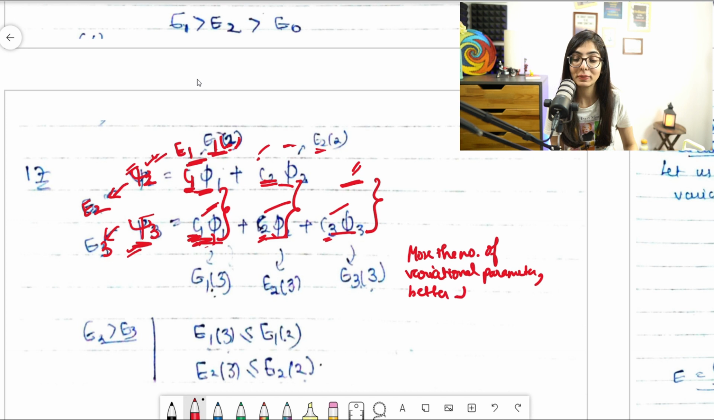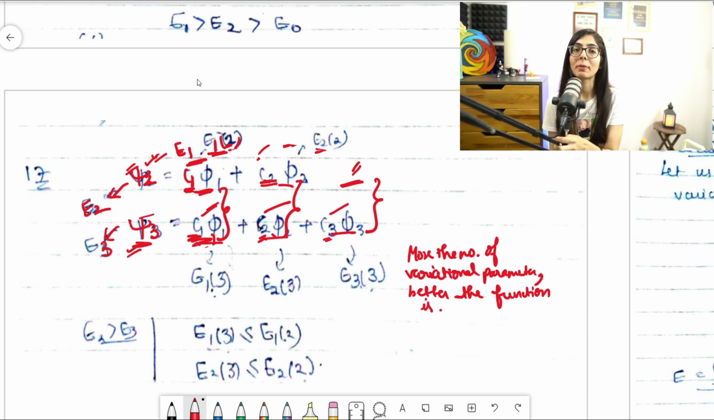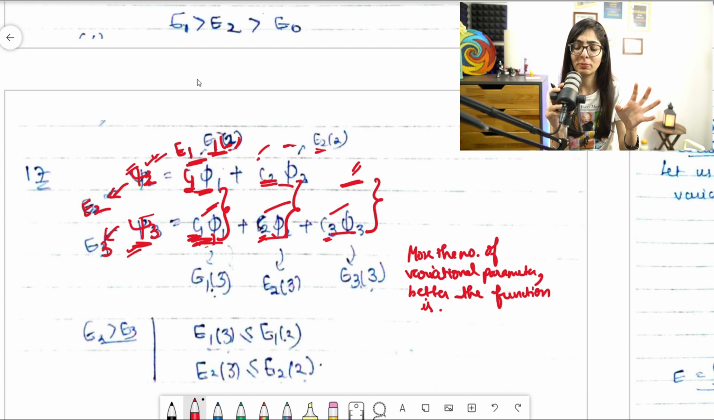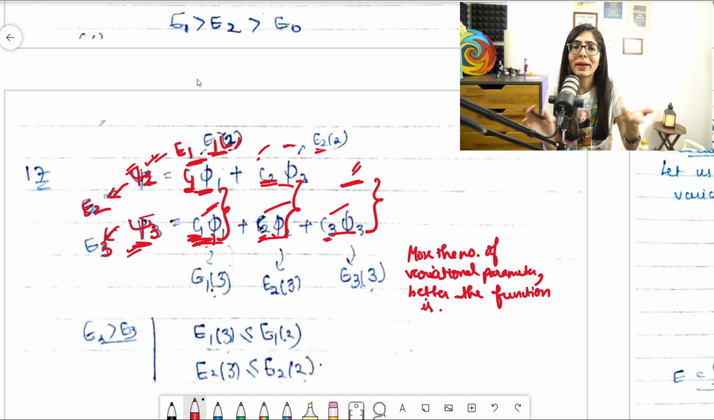This thing I have been repeating since the very first lecture on linear variational parameters. For people who are watching it for the very first time, what does this statement mean, that the more the number of variational parameters, the better the function? What is the significance of a better function?